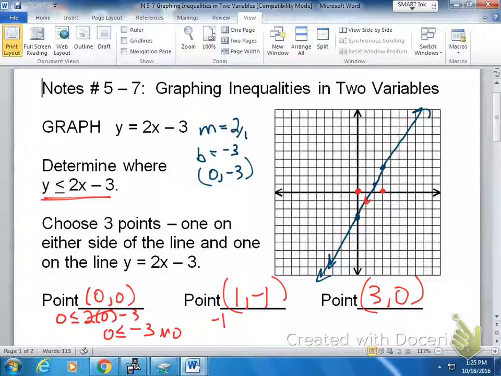I'm going to plug in negative 1 for y is less than or equal to 2 times positive 1, sorry, minus 3. So I have negative 1 is less than or equal to 2 minus 3, which is negative 1. That is true because negative 1 isn't less than, but it is equal to negative 1. So I'm going to put yes. And now I can plug in this other point also. 0 is less than or equal to 2 times 3 minus 3, which gives me 0 is less than or equal to positive 3. 0 is less than 3, so we're good there as well. Now we're going to talk about what that means in just a second, so let's move down the page a little bit.